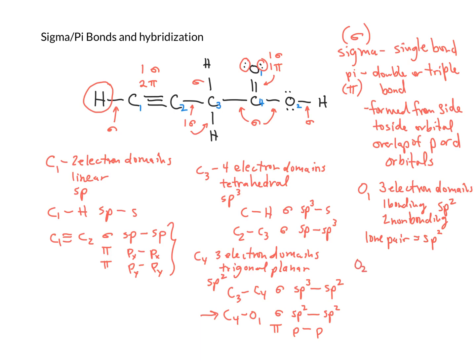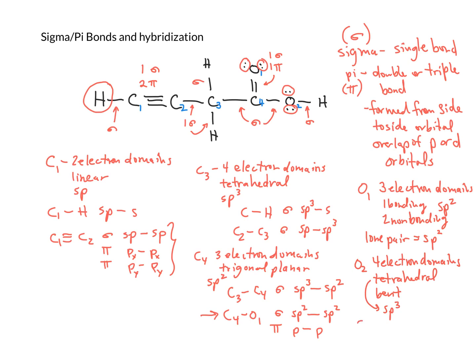Now oxygen 2. Oxygen 2, I have 4 electron domains. I have 2 lone pairs of electrons, and then a carbon-oxygen single bond and an oxygen-hydrogen single bond. Because I have 4 electron domains, my electron domain geometry would be tetrahedral. My molecular geometry would be bent, but because I have those 4 electron domains, the hybridization of this oxygen would need to be sp3 hybrid. So that means the lone pair electrons are in a hybrid sp3 orbital.